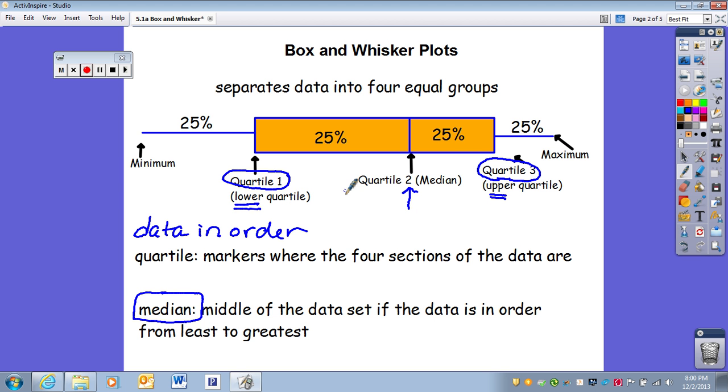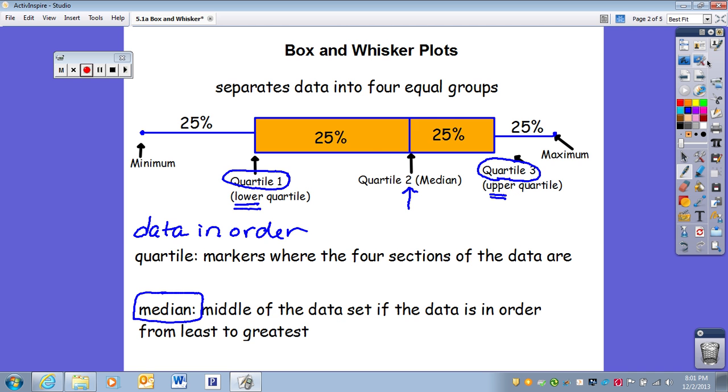And then we mark the very maximum end and the minimum end. And these 2 pieces of information connect to our other quartiles, and those are often called the whiskers. Please remember that each section of our box and whisker plot represents 25% of the data.